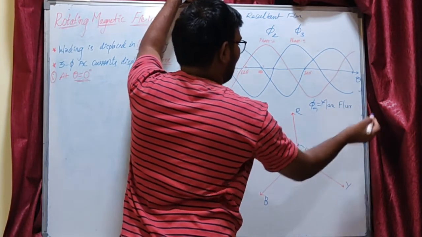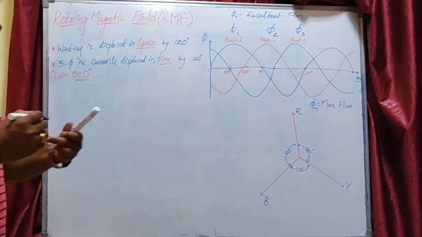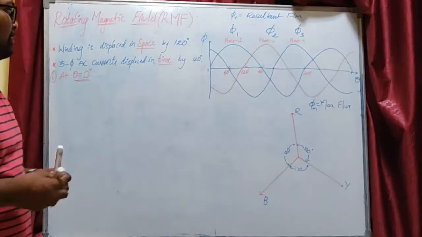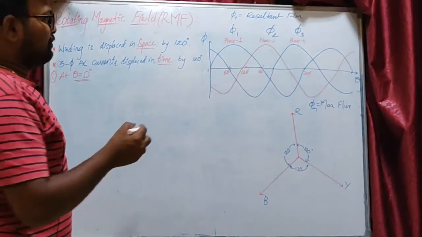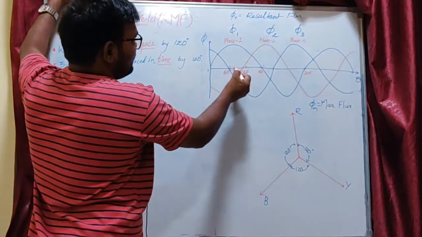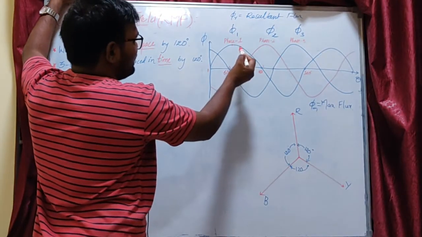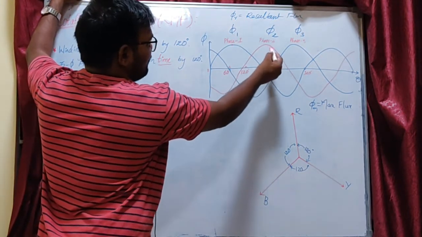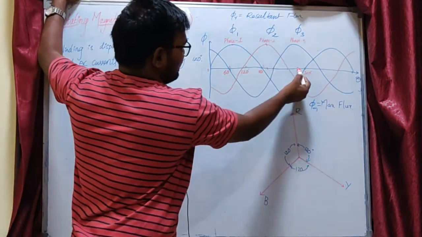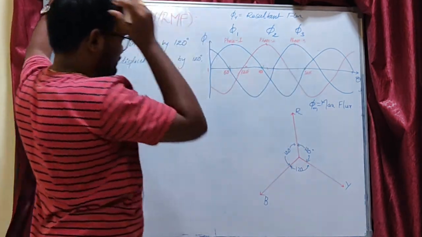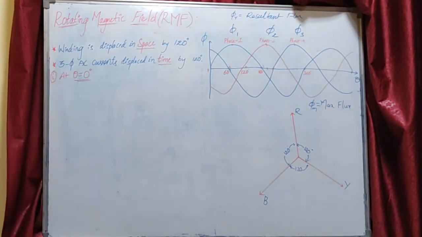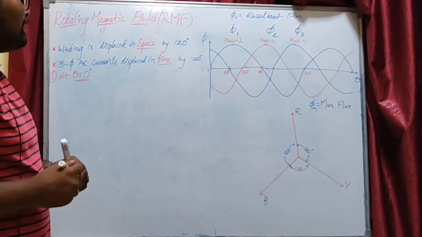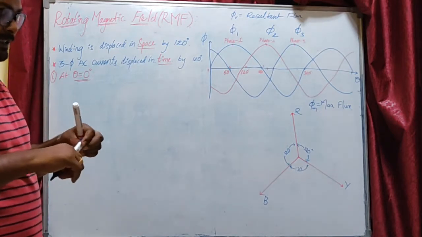Okay. That means maximum flux is the flux of each and every phase at its peak instant. At this instant the phase 1 flux is maximum. At this instant the phase 2 flux is maximum. At this instant the phase 3 flux is maximum. So I am going to take 4 instances here, and I am going to verify that the magnetic field generated by the three-phase AC supply is rotating.